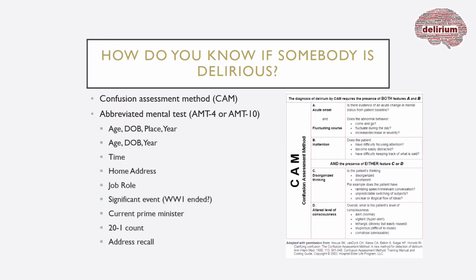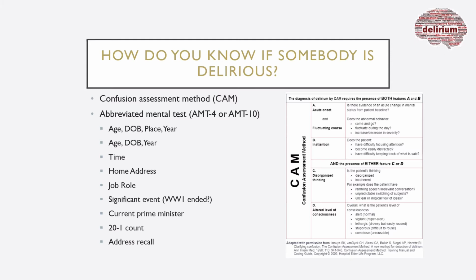The AMT10 is more detailed and has more questions, and these include things like naming the current Prime Minister or who the current monarch is, and you ask the patients a significant event, so a year in which World War I ended or World War II ended. In addition, you ask them to recall an address, so you might ask 3 questions and then give them an address to try and remember, such as 42 West Street, and then once you ask a few more questions, you see if they can try and recall that address, and that's a test of their immediate memory recall.